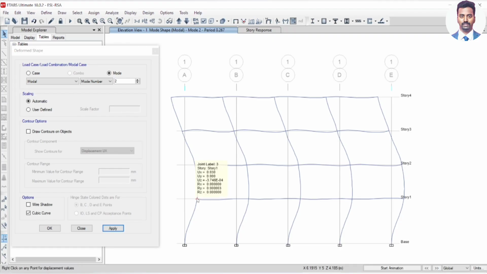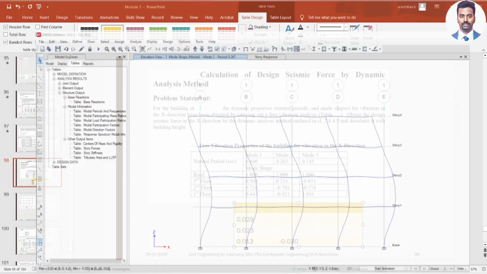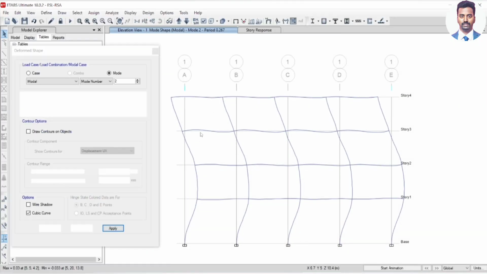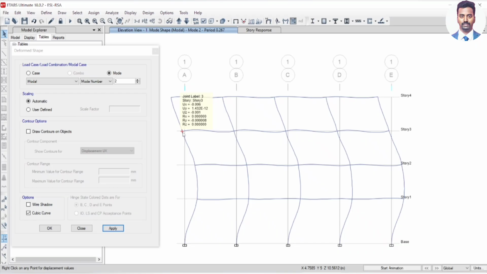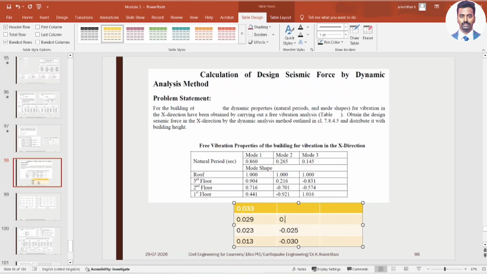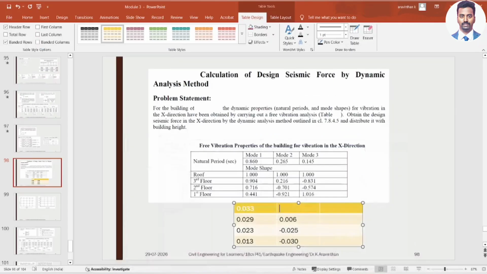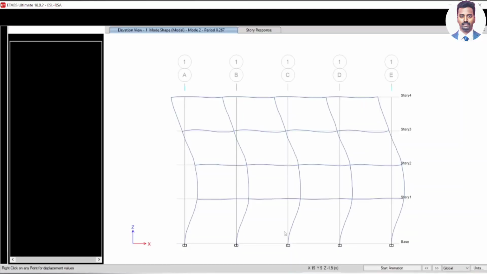So minus Ux here is 0.030. We will be considering as minus 0.030. And this is minus 0.025. Next, this will be plus 0.006. And next value is 0.033. Now let us go to the third mode.